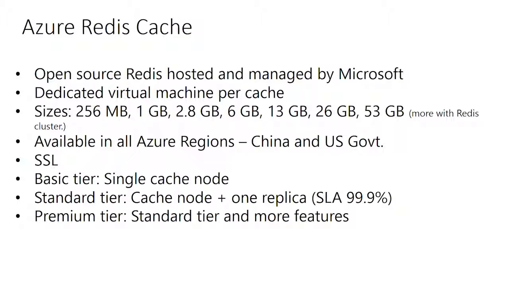As of today, Redis on Azure is available in three tiers. There's the basic tier, which is a single node cache only. So you get an endpoint that you can talk to. There's no SLA. If the node goes down, then you will lose the data as well. The basic tier is mostly recommended for development and test scenarios only.